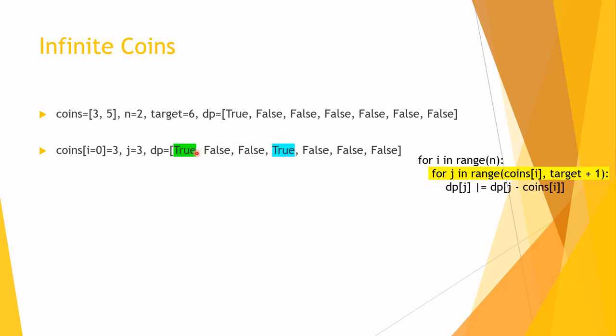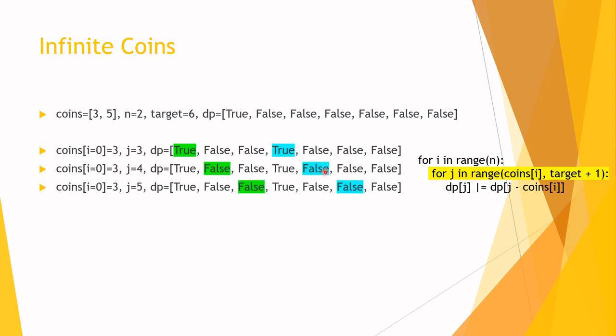It will be true or false, that is true, and this will be true. dp of 3 is set to true. Next, dp of 4 will be set to false because false or false. This false and this false. False or false is false. Next is dp of 5, that will be false or false is false again. But dp of 6, however, false or true will be equal to true.